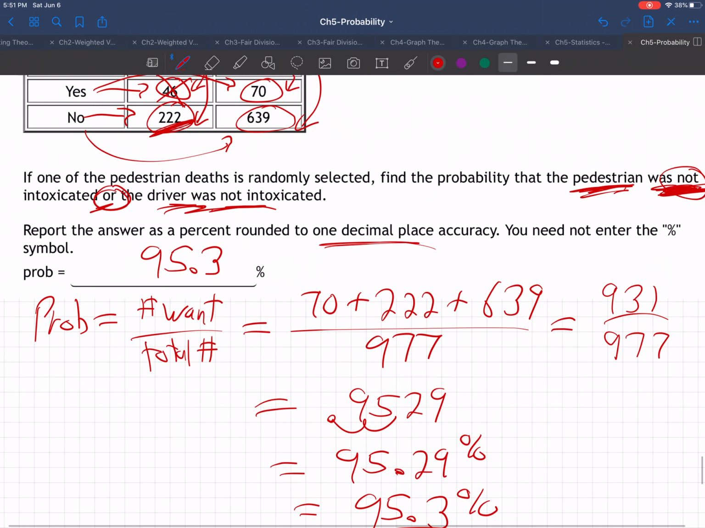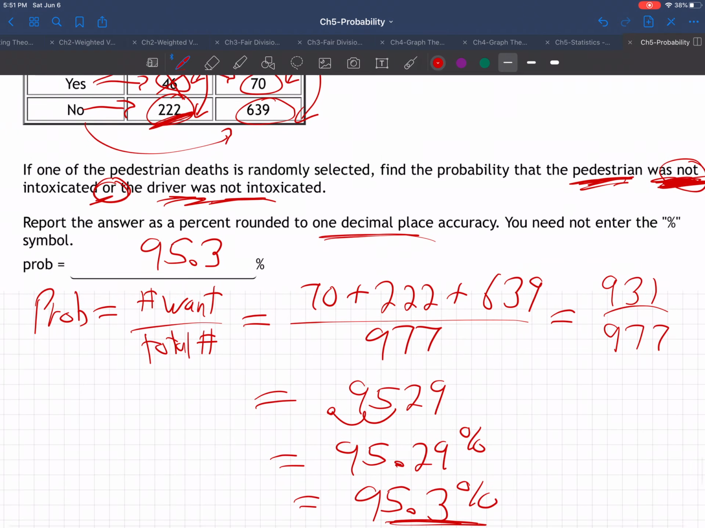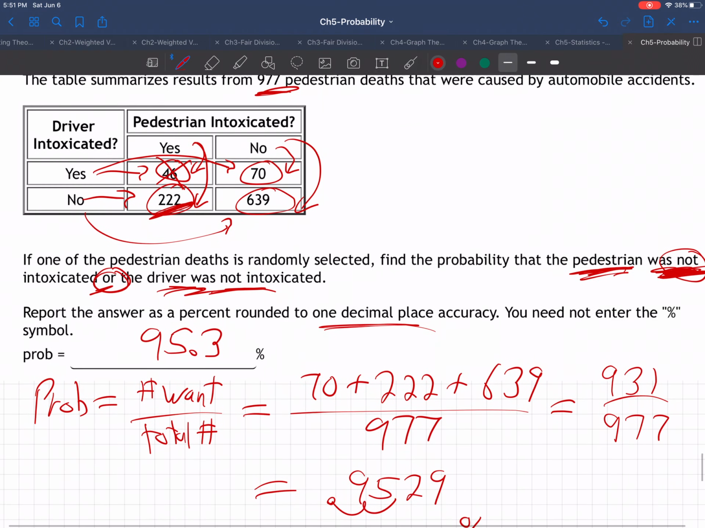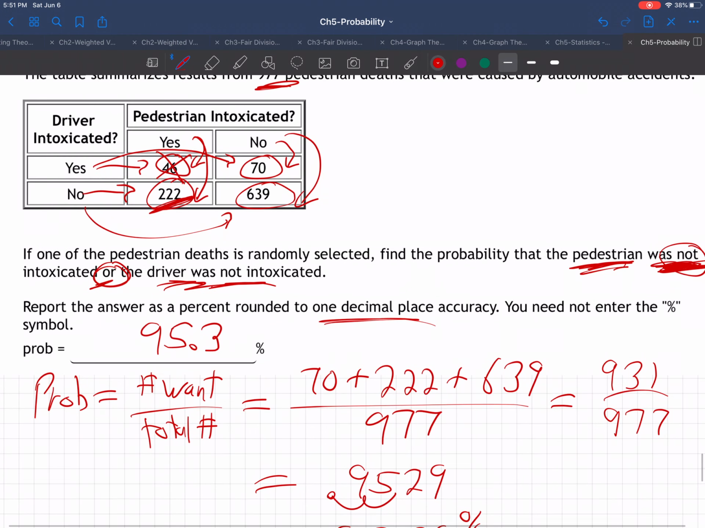So if one of the pedestrians is randomly selected, the chance if you grab one of these accidents at random, the chance that you're going to find a case where either the pedestrian was not intoxicated or the driver wasn't, at least somebody was not intoxicated, is 95.3% of the time. So there we go.